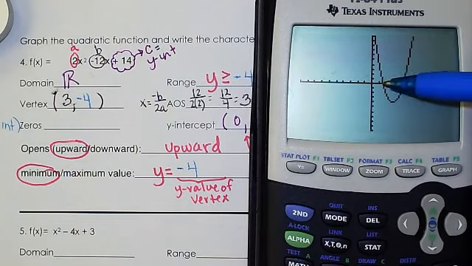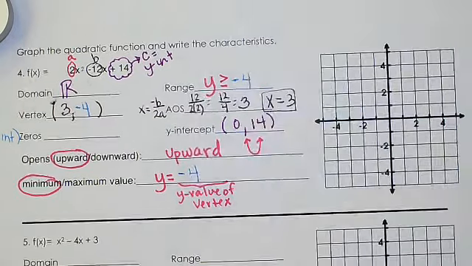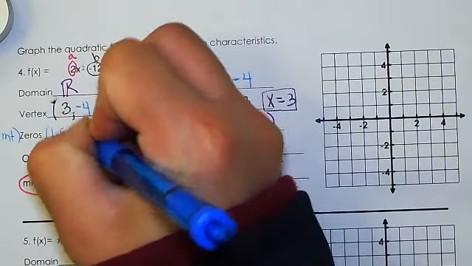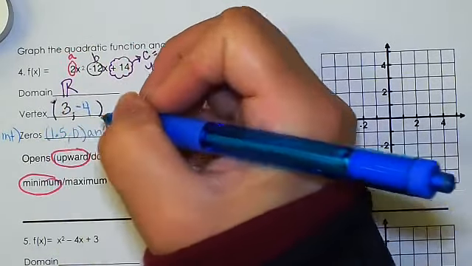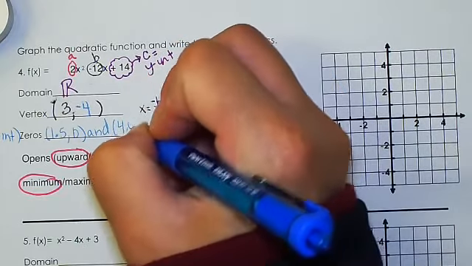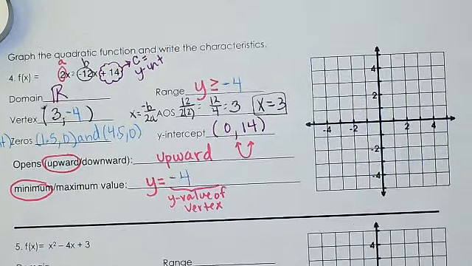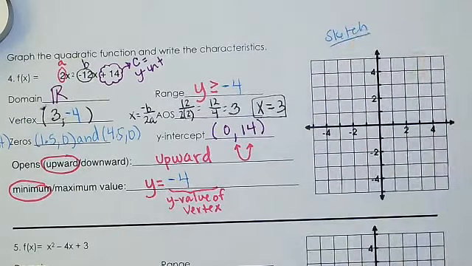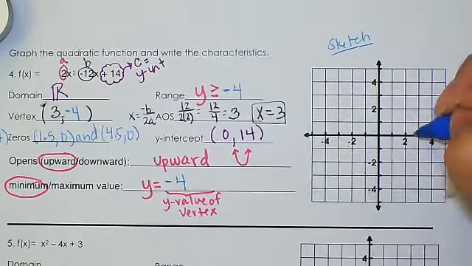Look. They're like right in the middle. Okay, so it'll be 1.50 and 4.50. There are your zeros. So you can just press graph and look to see where it's crossing the x-axis. Okay, so I'm going to put right here 1.50 and 4.50.